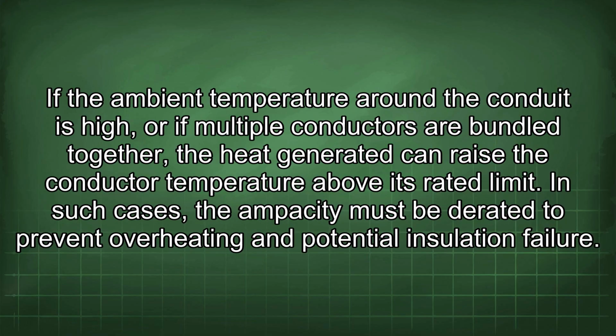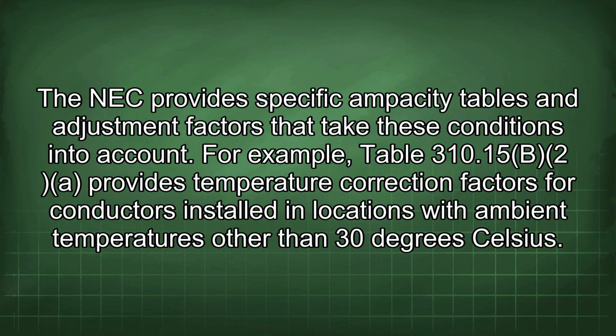If the ambient temperature around the conduit is high, or if multiple conductors are bundled together, the heat generated can raise the conductor temperature above its rated limit. In such cases, the ampacity must be derated to prevent overheating and potential insulation failure. The NEC provides specific ampacity tables and adjustment factors that take these conditions into account. For example, Table 310.15(B)(2) provides temperature correction factors for conductors installed in locations with ambient temperatures other than 30 degrees Celsius.